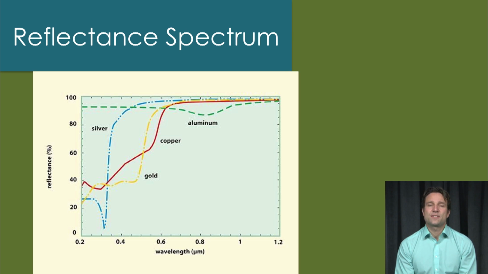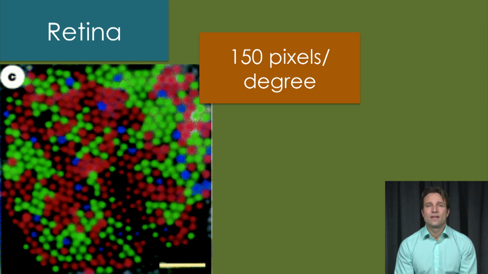Objects in our environment reflect different wavelengths at different intensities. Every type of surface has its own reflectance spectrum. In this picture, we can see the reflectance spectra of several metals like silver, or gold, or aluminum. Now, how do our eyes perceive the light spectrum that's reflected off of objects?